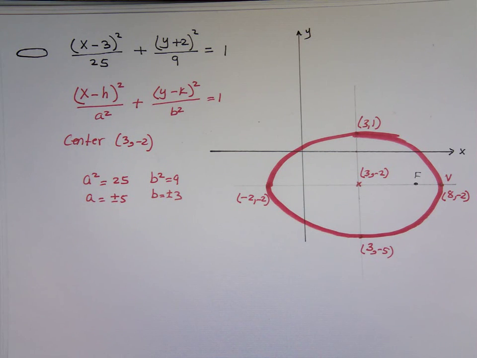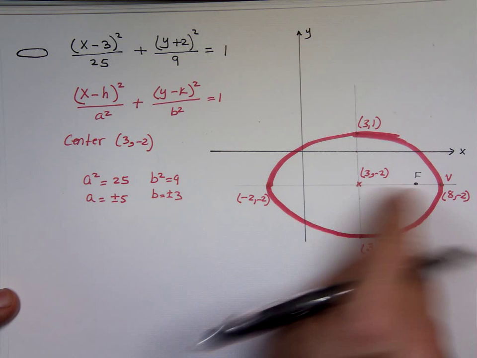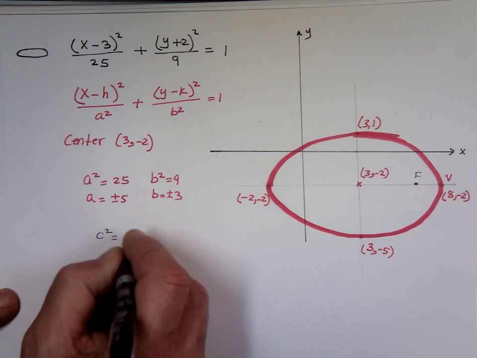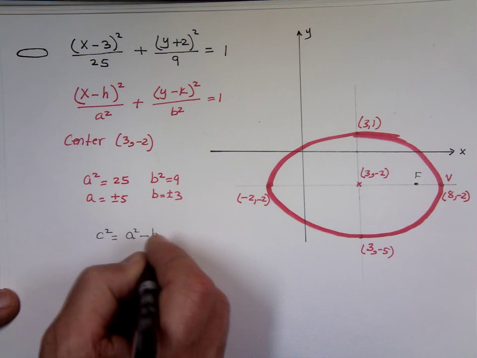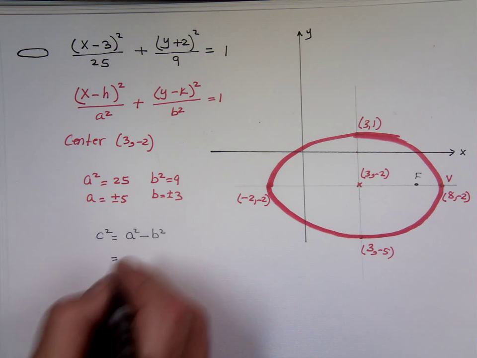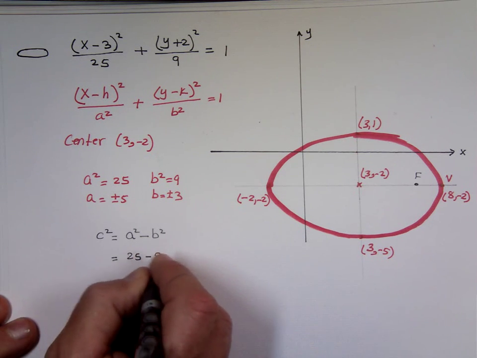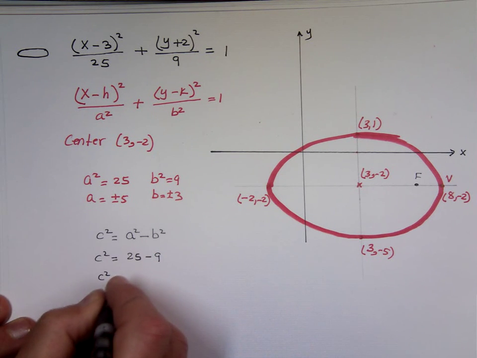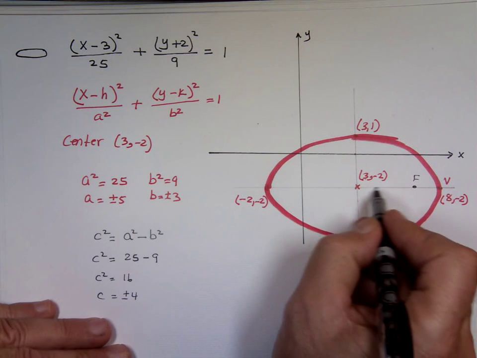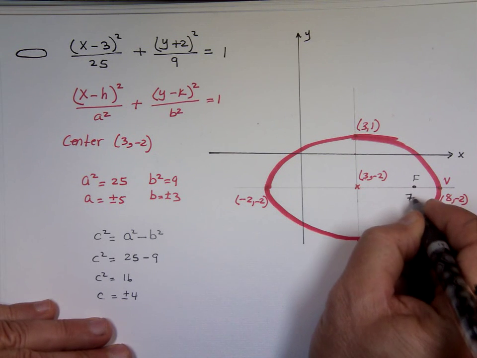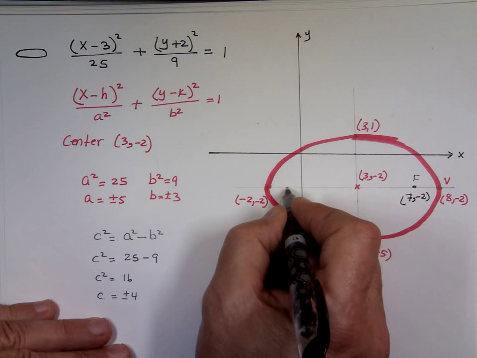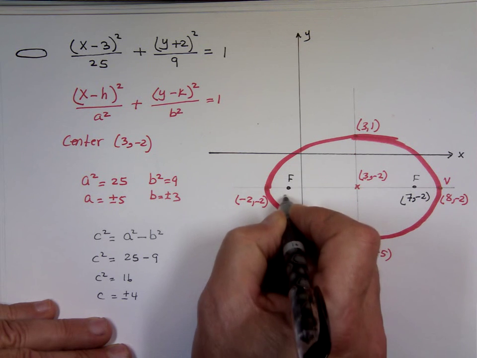Well, to find the focal points, how far from the center, we do c squared equals what? a squared minus b squared for an ellipse, right? What's a here? 25 minus 9. Is that 16? c equals plus or minus 4. Let's go 4 to the right. That will make it what? 7 comma negative 2. And let's go 4 to the left, and I'll put it right here: negative 1 comma negative 2.